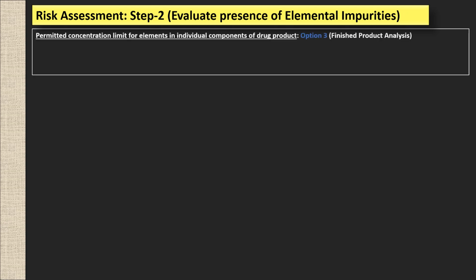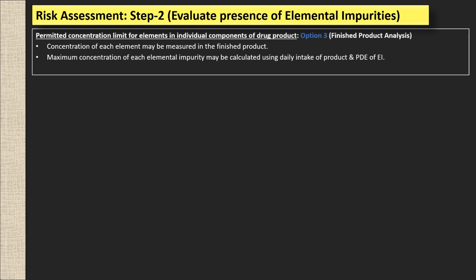And finally, option 3, that is the finished product analysis part. So concentration of each elemental impurity can be measured in the finished product. Maximum concentration of each elemental impurity may be calculated using daily intake of product and PDE of that elemental impurity. The total mass of elemental impurity should not be more than the PDEs.